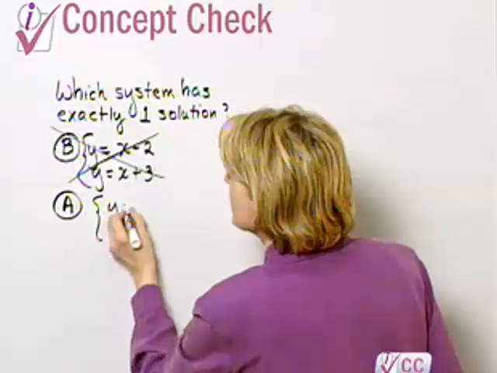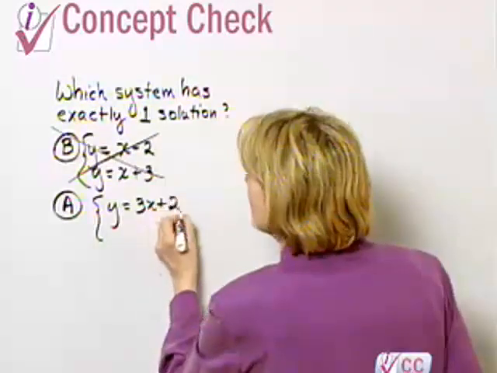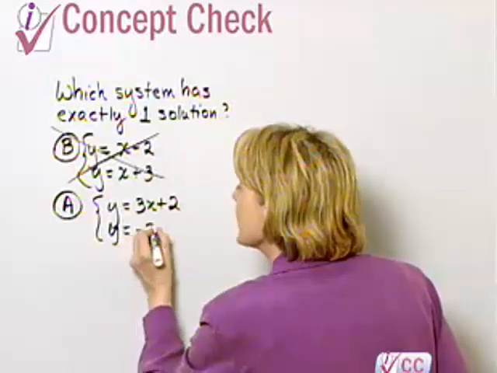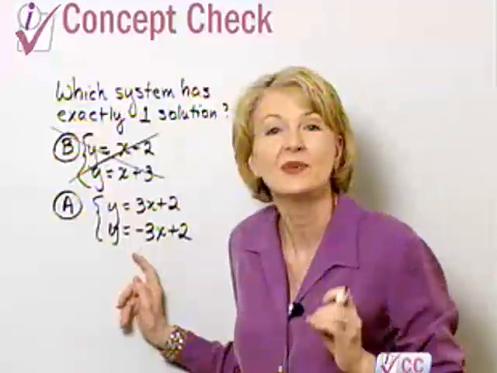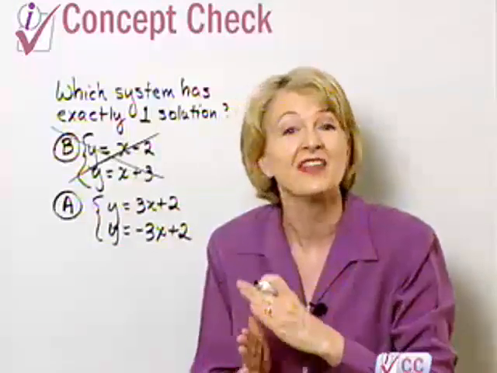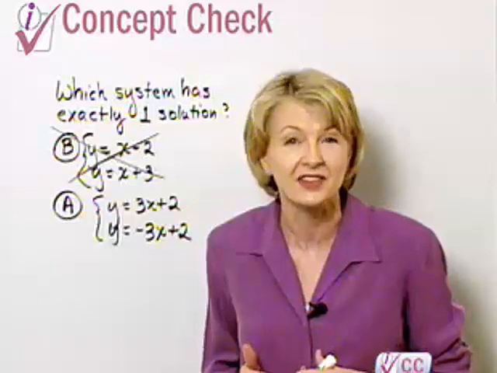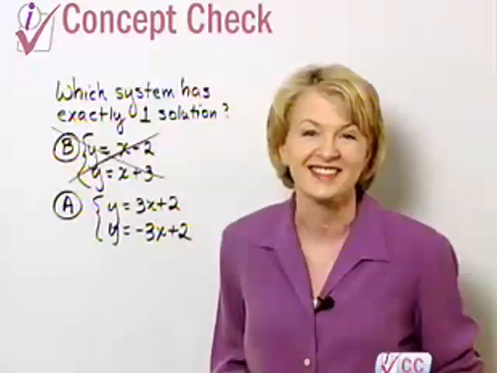Remember, the system there is y equals 3x plus 2 and y equals negative 3x plus 2. Here we had different slopes, which means the lines tilt differently and they will eventually then intersect in one point. Choice A is the correct choice.